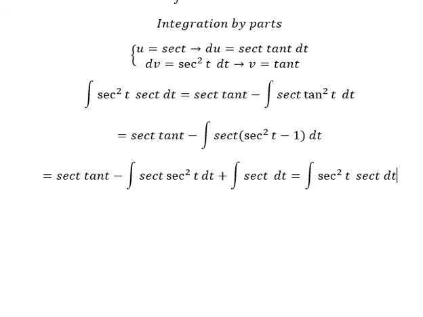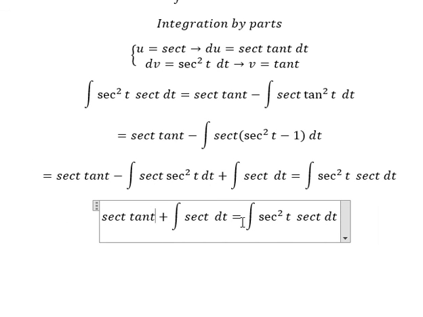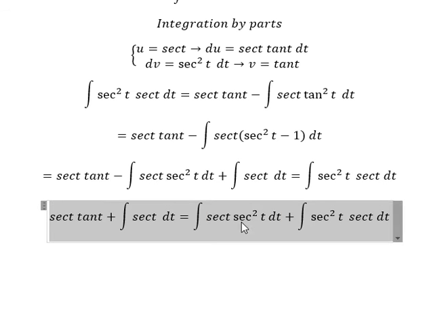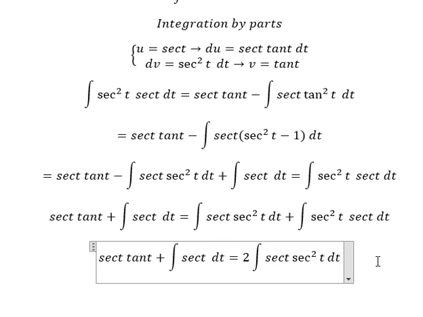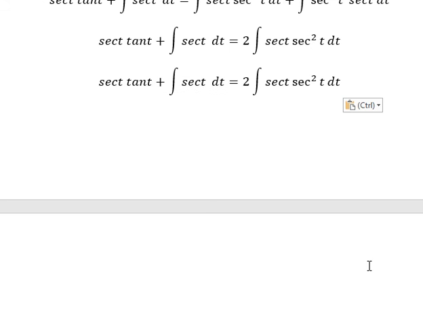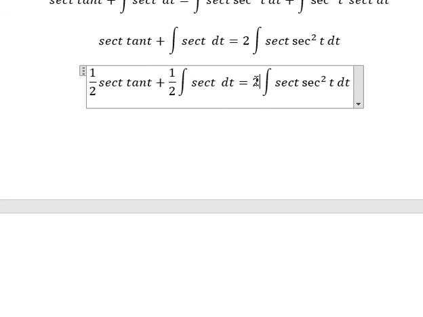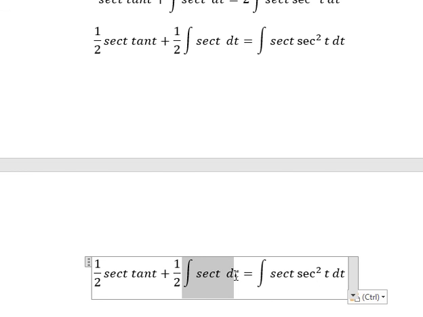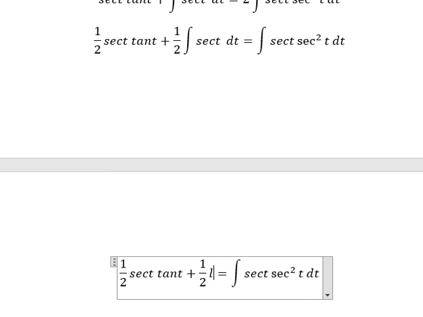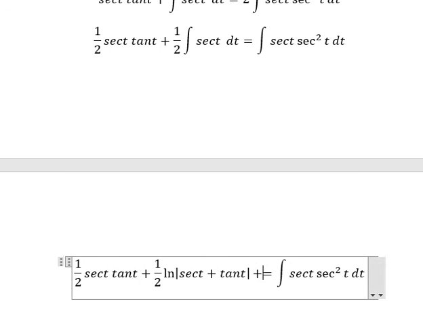So I will put this one to the right. So we sum two integrals in here, you got number 2. Next, we need to divide both sides by number 2. And now the integration of this one, you got ln of the absolute value of secant of t plus tan t, and we put c.